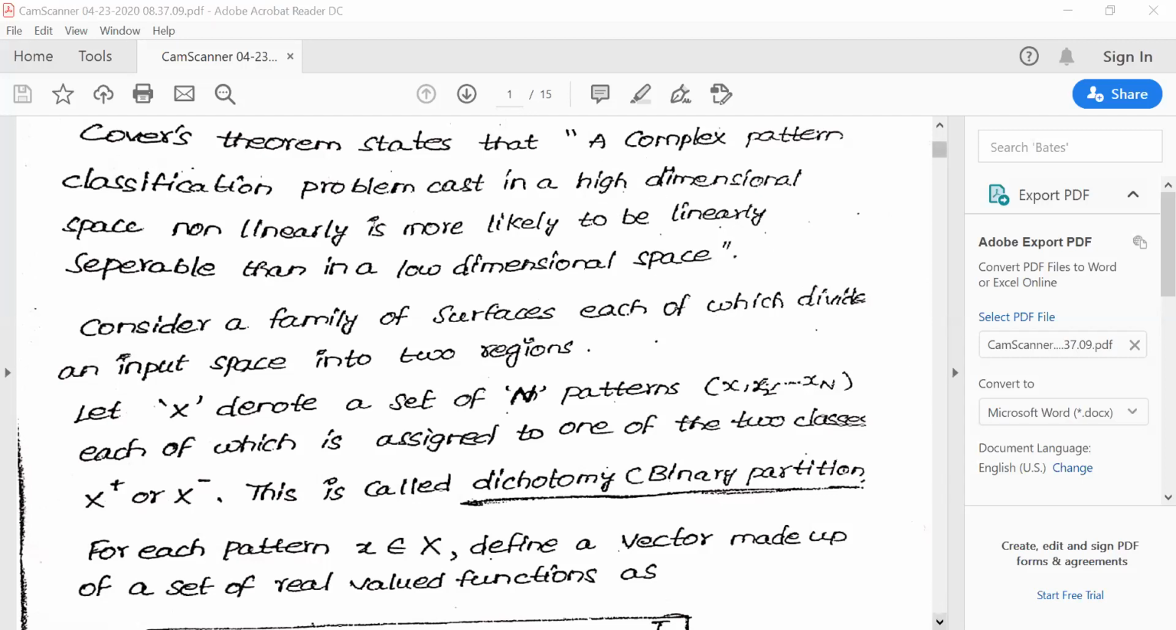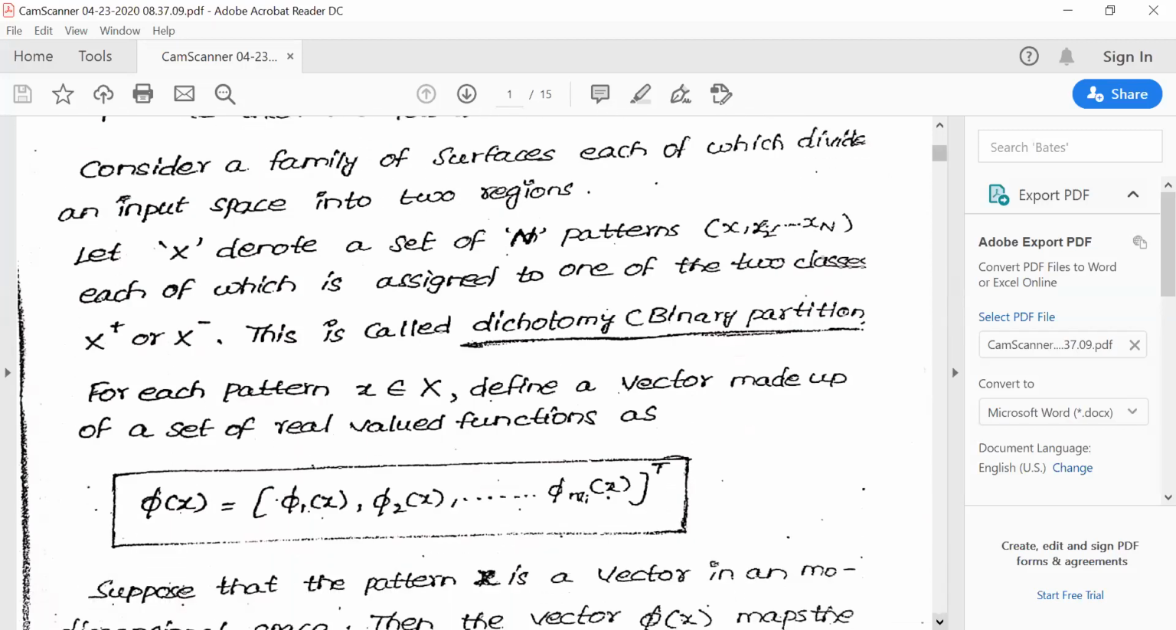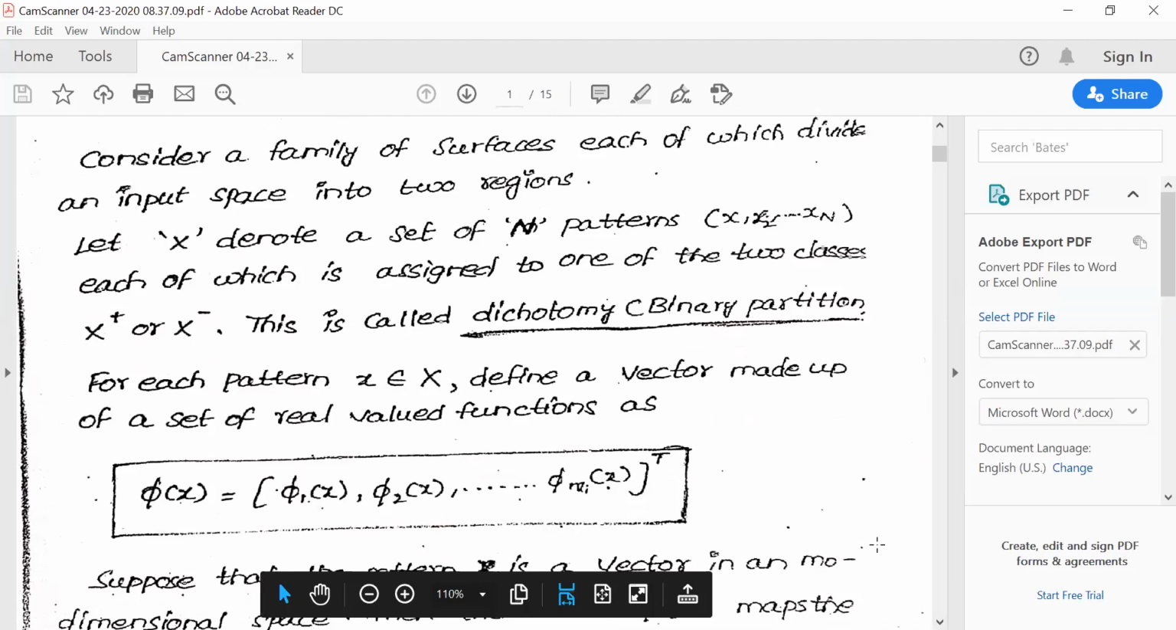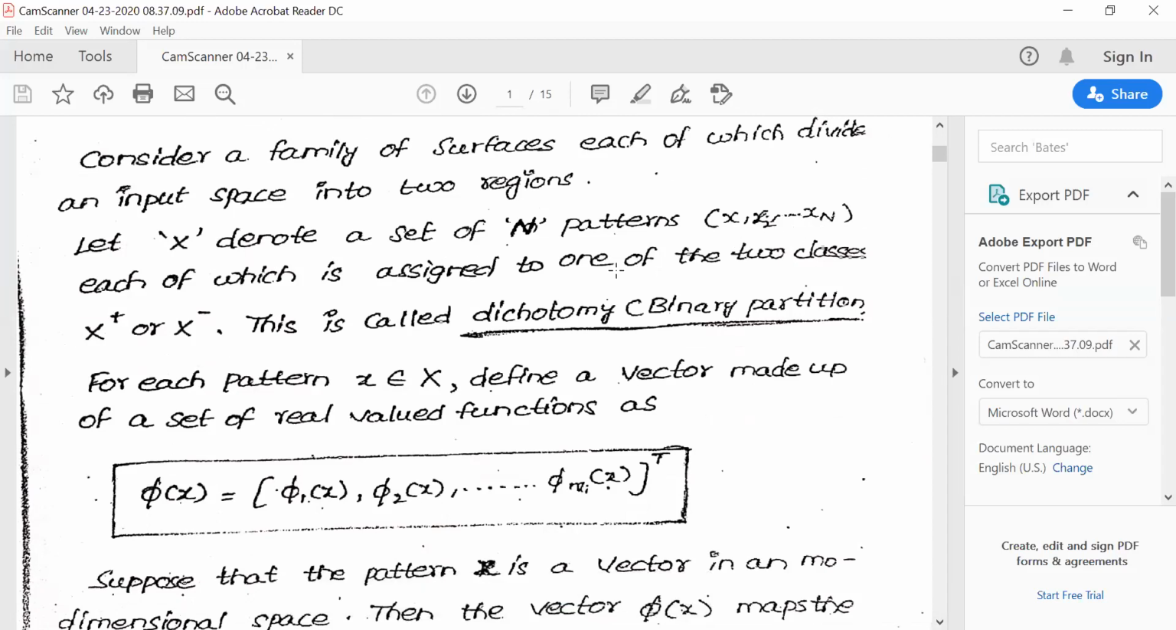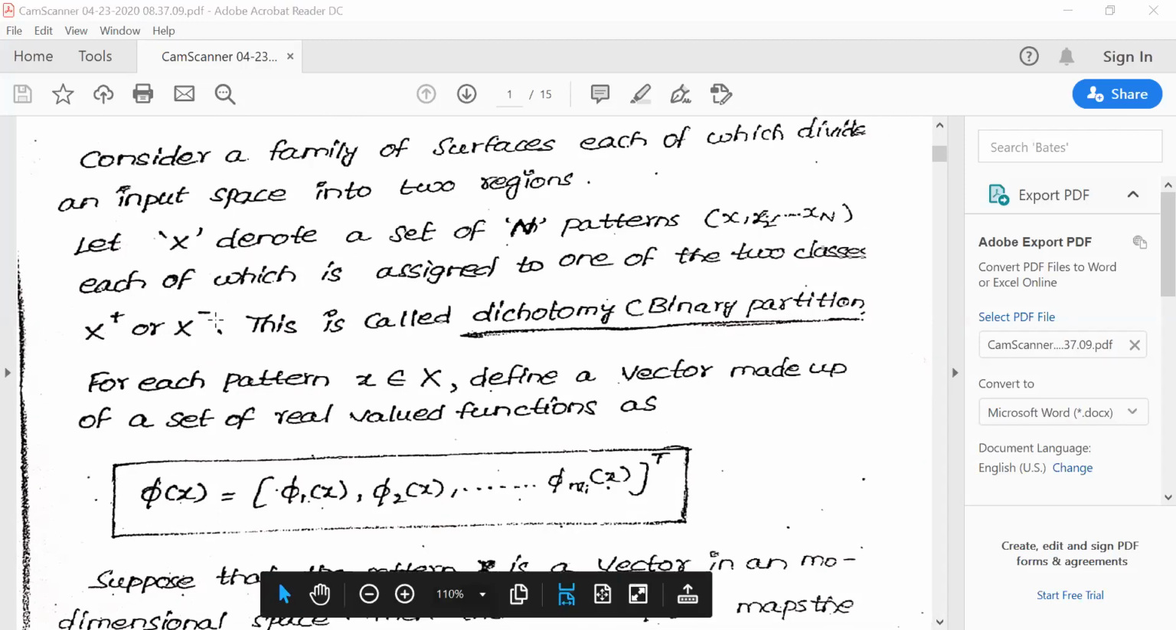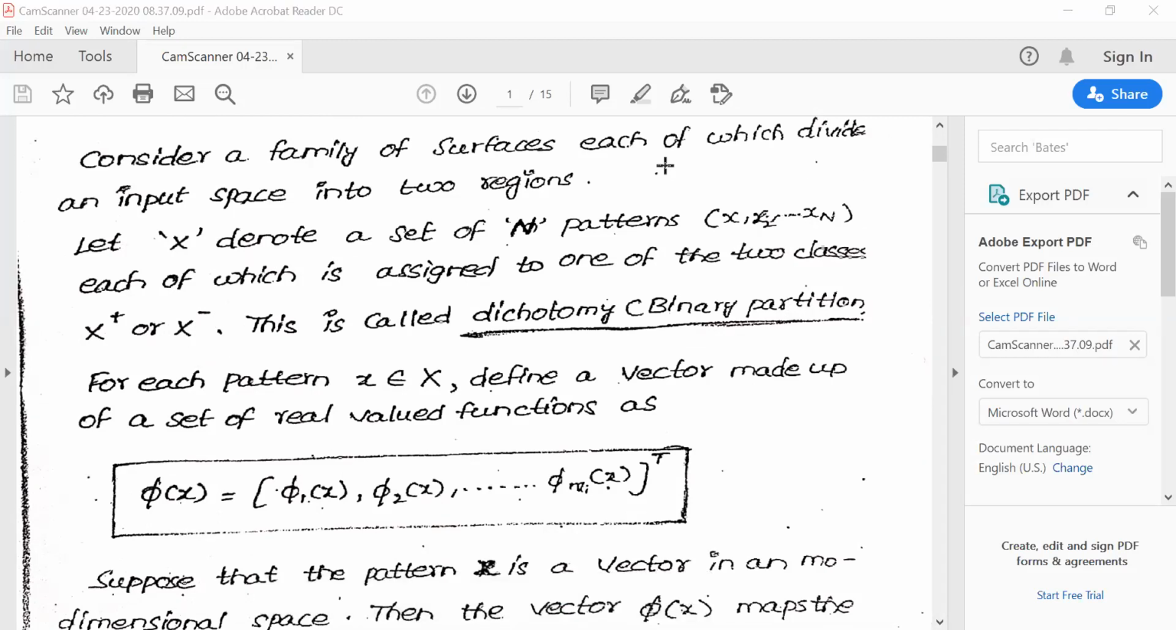And this covers theorem can be specified with some technical terminology. If you go through this, let X be a set of n patterns, x1, x2, so on, xn, each of which is assigned to one of the two classes x positive and x negative, which means it is a dichotomy, that is binary partition problem. Every input pattern either falls into x plus category or falls into x minus category. So these kind of problems are known as dichotomies, or simply binary partitioning problems.